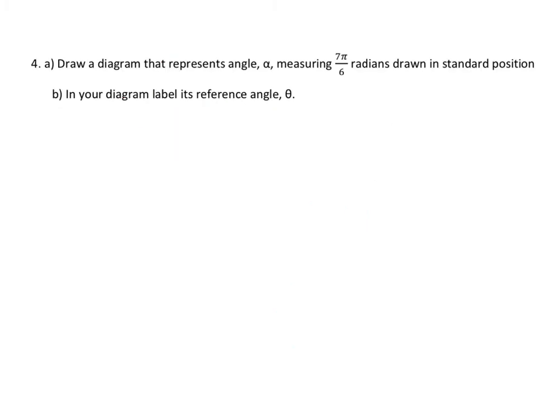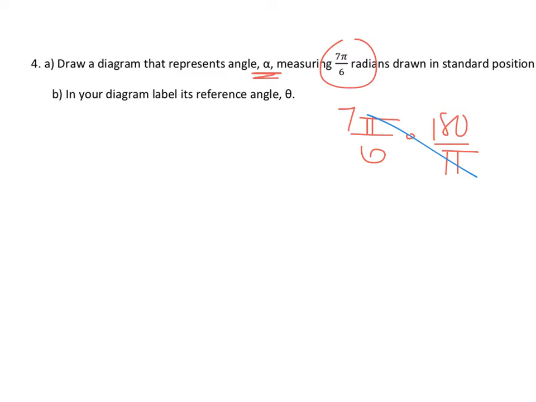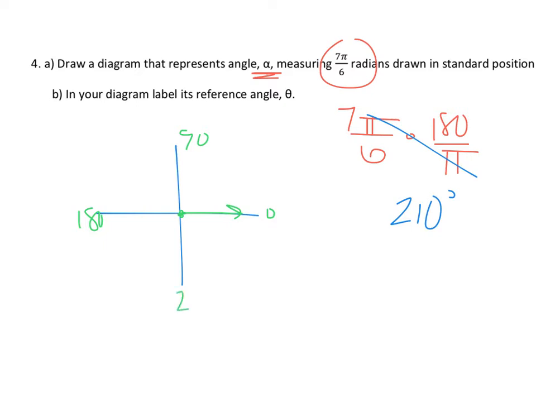They ask you here to draw a diagram that represents angle alpha, which has this measurement in standard position. So the first thing I would do is probably change this to degrees because that would make more sense to me. So I'd go to my reference sheet and multiply it by this conversion. The pi's would die. I would do 7 times 180, and I would get a value and then divide that by 6, so I would get 210 degrees, which tells me that this angle is in quadrant. Well, this is 0, 90, 180, 270. So this angle is in quadrant 3.